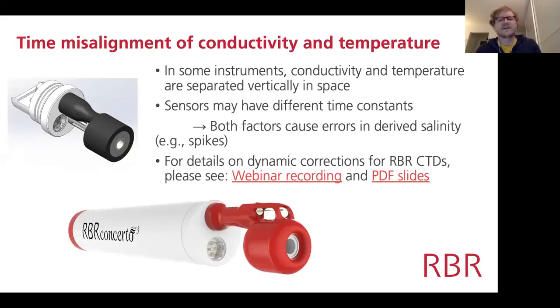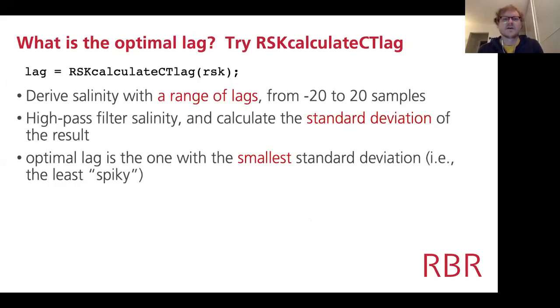Right, so here, I'm not going to go through this at any length, but I just want to point out that there are links to the dynamic correction webinar here for information about correcting conductivity and temperature for sensor response time and lag and so forth. We do have a function, and I did mention this a couple of weeks ago, called calculate CT lag. It uses an algorithm written by Clark Richards, who is at DFO, to estimate the optimal lag between conductivity and temperature. So one may choose to use that.